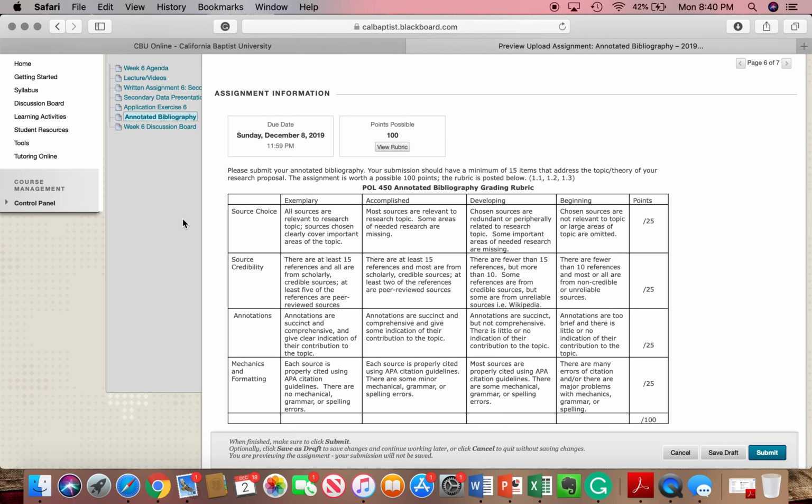Each one needs an annotation that gives a brief but precise description of the article, like a summary of the article, and then I want to hear about the application. We're looking for good mechanics and formatting, and the sources need to be relevant and appropriate. Now this is 100 points. This is a big item for this week and a significant portion of our grade.